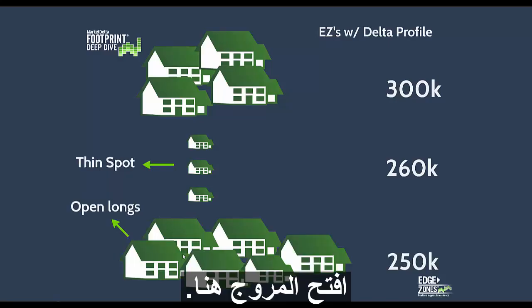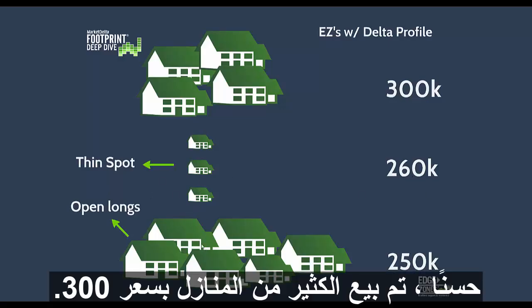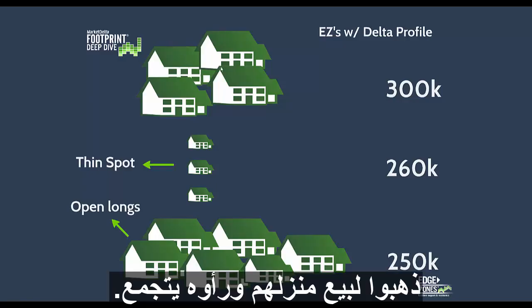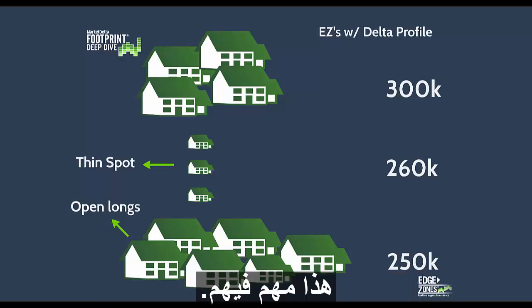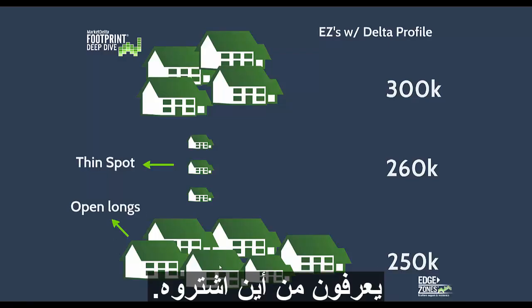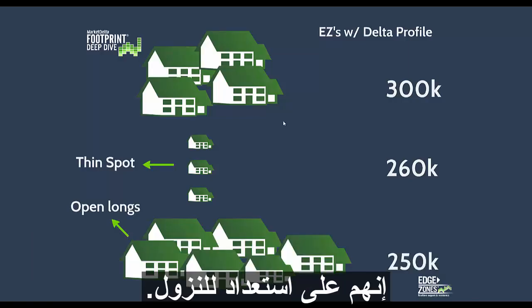Open longs down in here, quickly scooted through the 260 area, all right? A lot of houses then got sold at 300. The people down here, what do you think when they go to sell their house and they've seen it rally to $50,000, this is important to them. This is almost like a magnet for a price. They know where they bought it. They don't want to sell it any less than where they bought it. They're willing to come down.